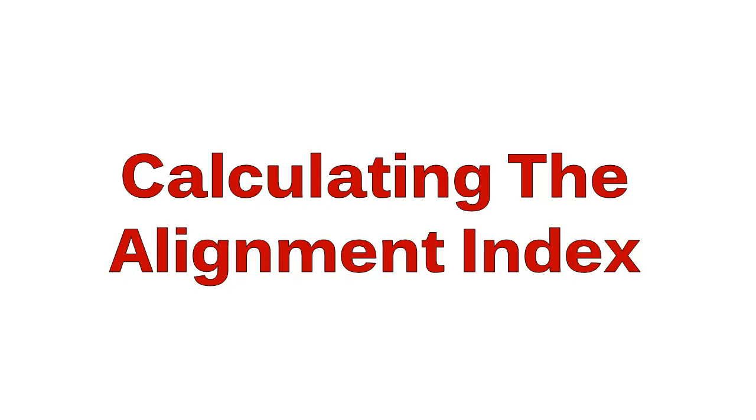In the last tutorial, we introduced the concept of the alignment index as a way of trading off different alignment criteria. In this tutorial, we're going to be looking at how you actually calculate the alignment index. I have to say this is probably one of the most complicated parts of alignment, and it takes a little thought just to get your head around it.